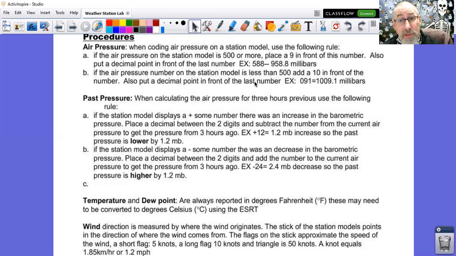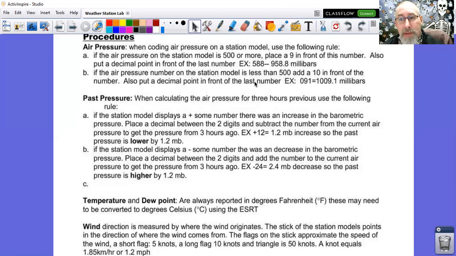And then the last digit is a tenths place, so we put a decimal. So that 588 is code for 958.8 millibars. That's a rather low air pressure. That's something that we like.